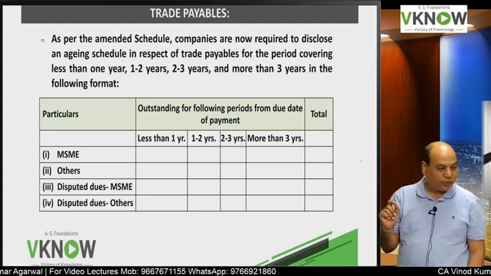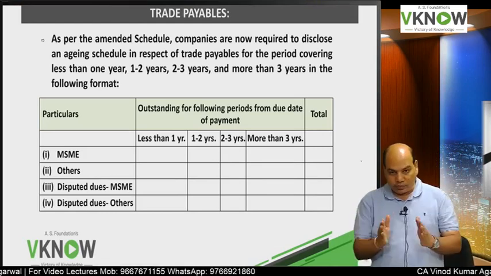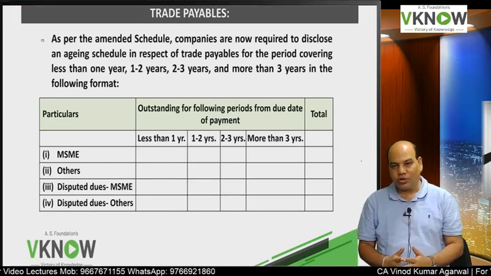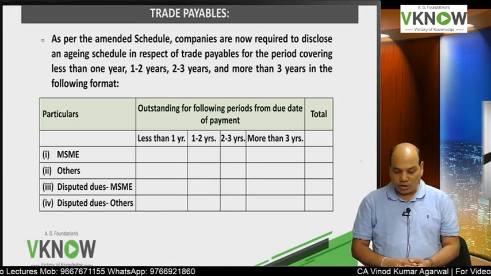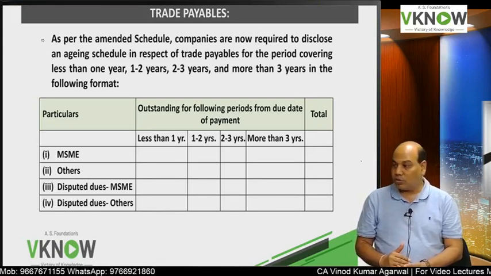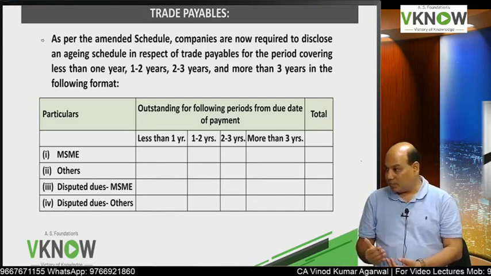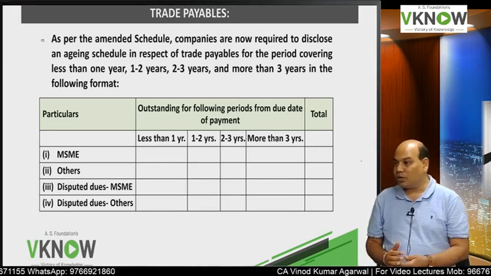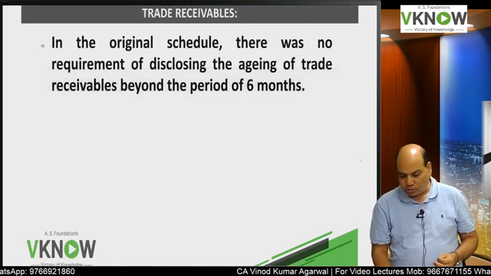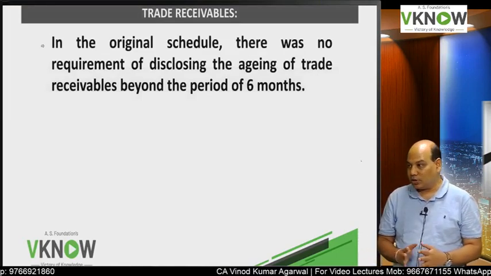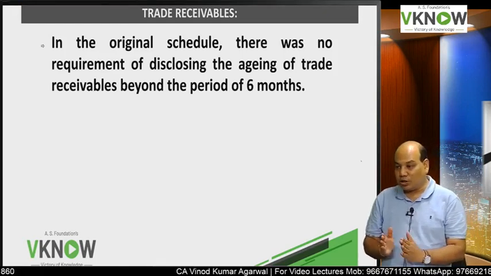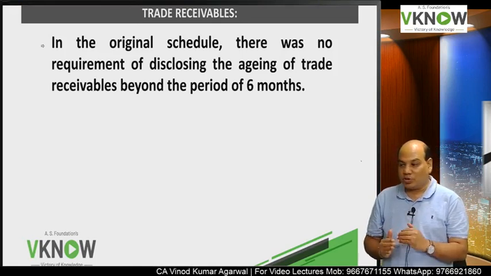So what is the disclosure for trade payables now? First is aging, age-wise: less than 1 year, 1 to 2 years, 2 to 3 years, more than 3 years. And not only that, you have to divide between MSME and others. Within that also you have to show disputed ones with MSME and disputed ones with others. There is a lot of pressure on management to take care that nothing comes under these disputed categories, and nothing comes under more than 2 years, more than 3 years, which means they are delaying the payment.